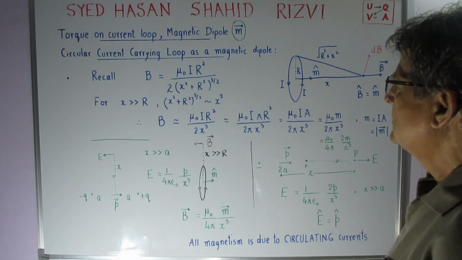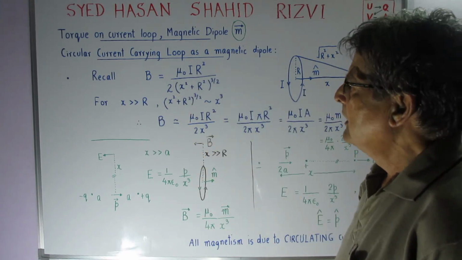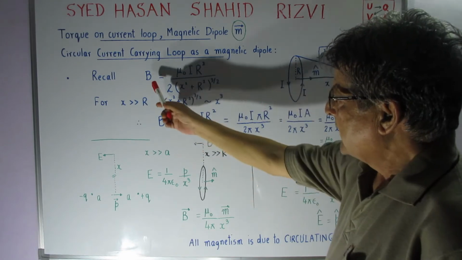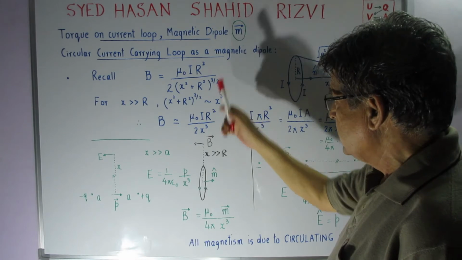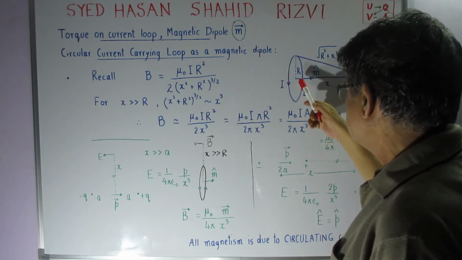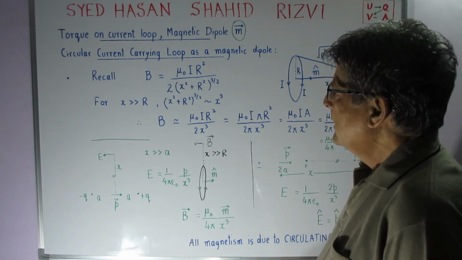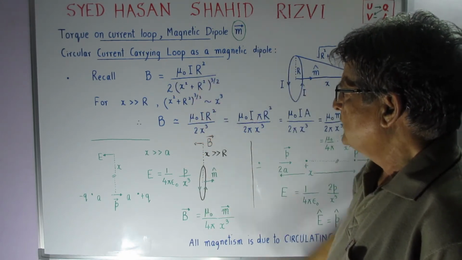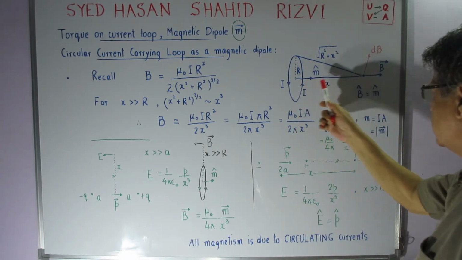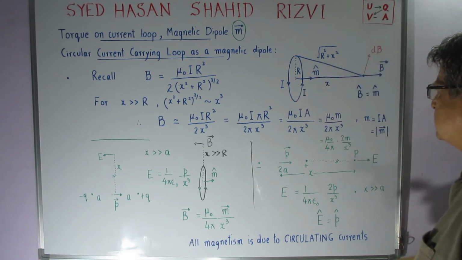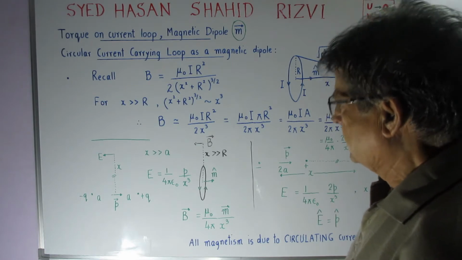Ultimately what we found by applying the Biot-Savart law is that the magnitude of the magnetic field was equal to mu naught I r square, where r is the radius of this circular loop, upon 2 times x square plus r square raised to the power of 3 by 2, where x is taken from the center of this loop to this point P, where the B has to be calculated.